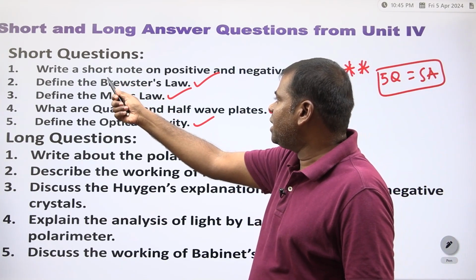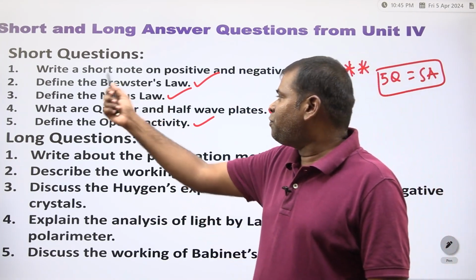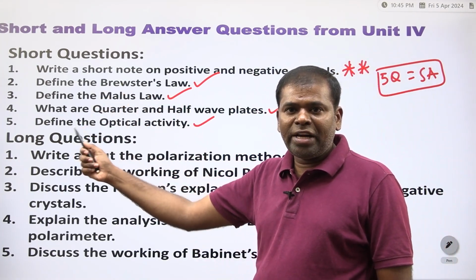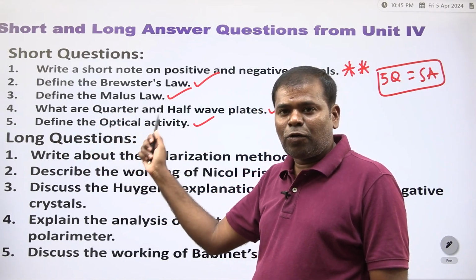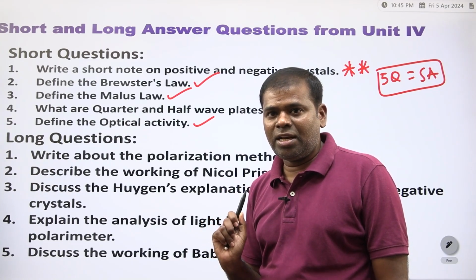First one, write a short note on positive and negative crystals. Define Brewster's law. Define Malus law. What are the quarter wave and half wave plates? Define optical activity. Clear?